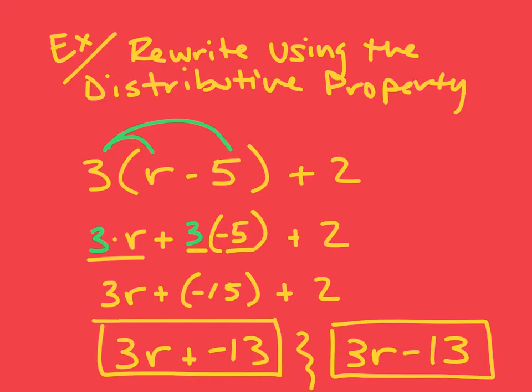And the reality is that I can't add or subtract these two numbers and combine them. This has an r and this one doesn't. Okay, but now let's look at an example where we would combine those.